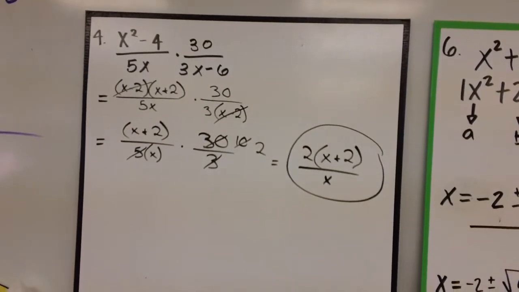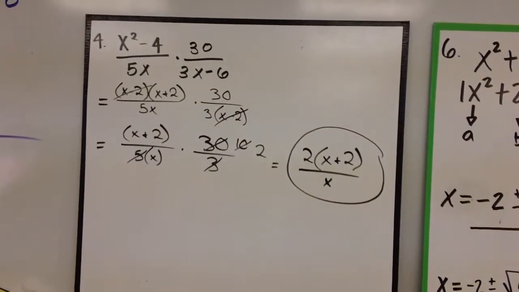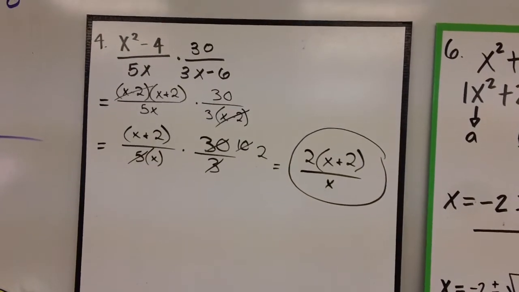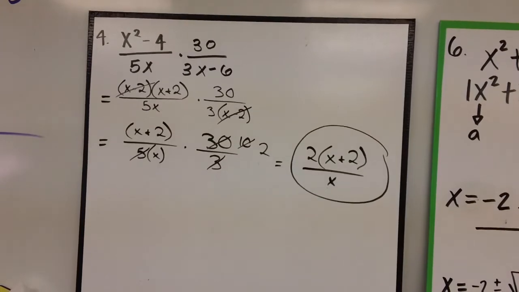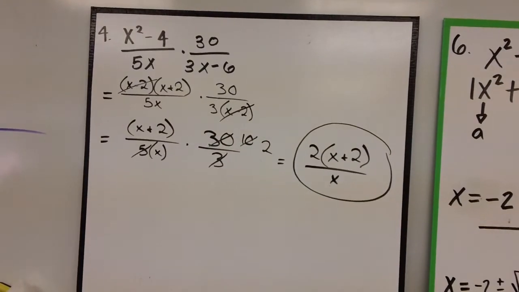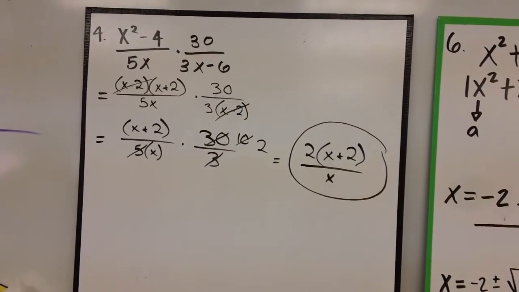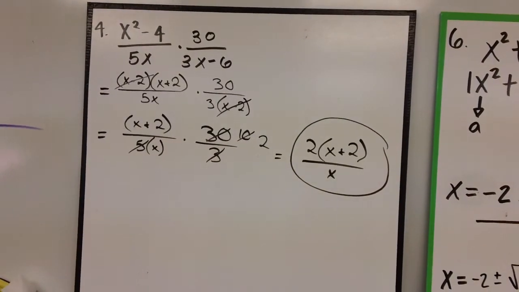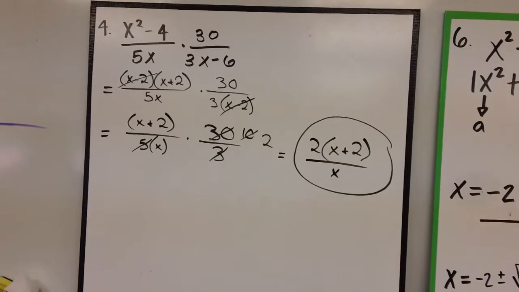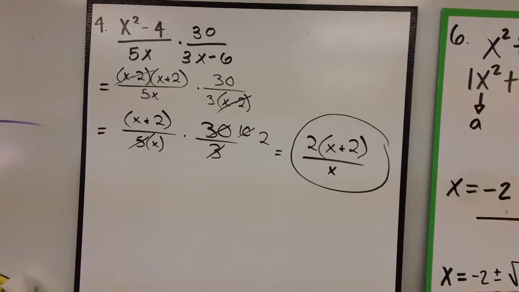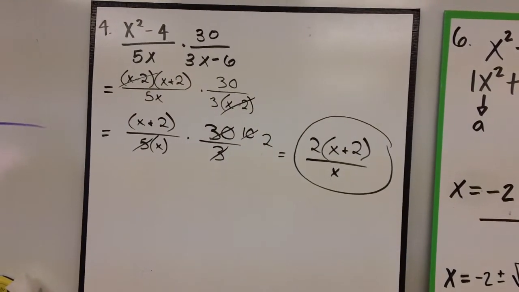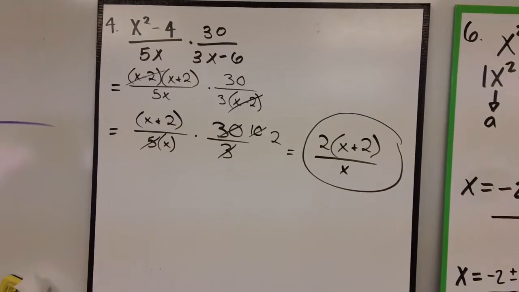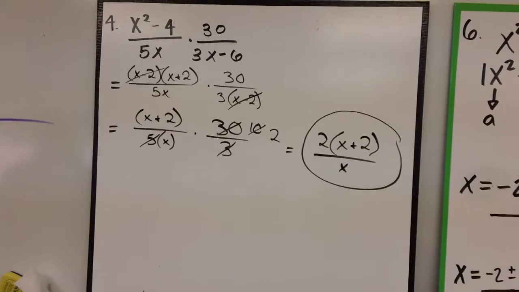So the problem is x squared minus 4 over 5x multiplied by 30 over 3x minus 6. So the first thing that we did was we factored the x squared minus 4, and that's the difference of two squares, so you can do x minus 2 and x plus 2. And then we factored the 3x minus 6, and you can factor out the 3, and then it's x minus 2.